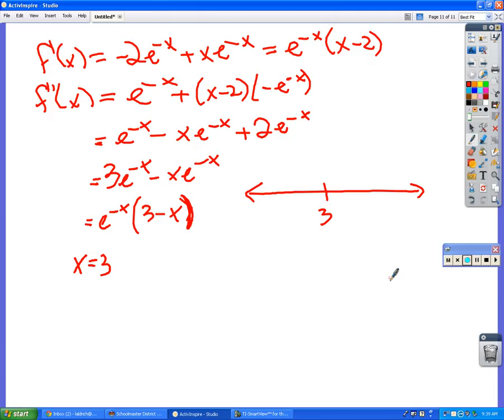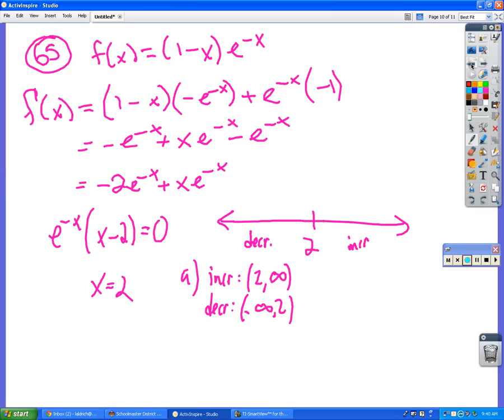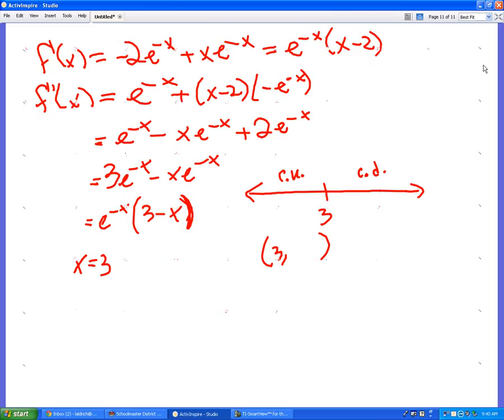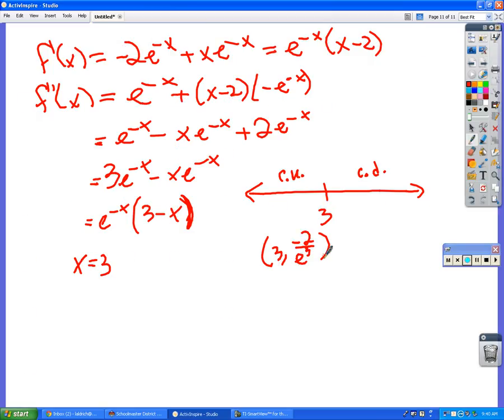Pick a number. 0. If you take 0 and plug it into the second derivative, this right here is going to be 1. This is going to be 3. 1 times 3 is 3, so that means it is concave up on this interval. Okay, down right there. And what is my point of inflection? 3, comma. Yeah, plug it into the original equation. And the original equation way back here, negative 2 e to the negative 3. So if I go negative 2 e to the negative 3, I'm going to write that as negative 2 over e cubed. Okay? Just leave it like that.